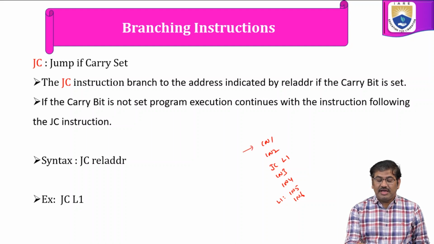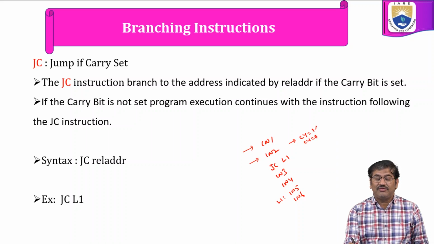Here first instruction 1 is executed, then the second instruction. Depending upon the result obtained after instruction 2, the carry flag may be 1 or 0. If the carry flag is 1, it is the true case for JC, so immediately the control will be transferred to label 1. If the carry flag is 0, the condition fails, so the control will not be transferred to label 1. The next instruction will be executed.